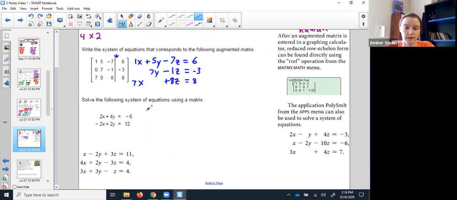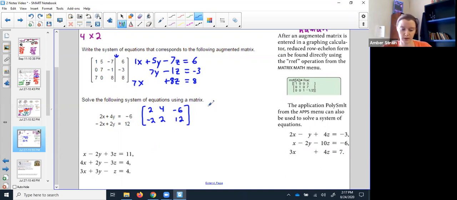So if I wanted to put this right here, the system of equations, into my calculator, into the matrices form, I would use those coefficients, 2, 4, negative 6, negative 2, positive 2, and 12. Remember, I'm not going to put the line because that's just for us, into my matrix.